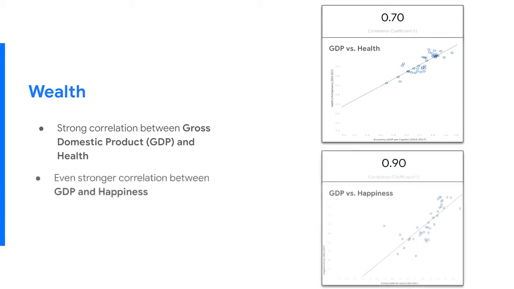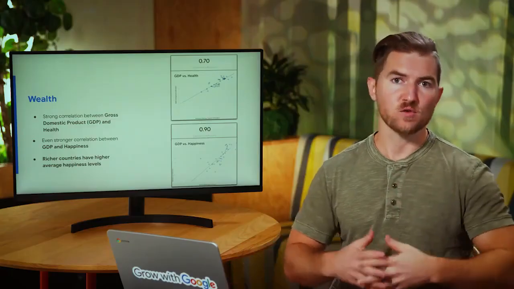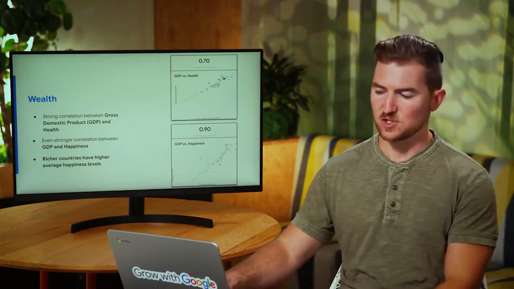Next, we found an even stronger correlation between GDP and happiness. So whereas we first looked at health and happiness and then GDP and health, we're now looking at GDP and happiness and found that it has the highest correlation coefficient between all three of those comparisons. So we have a conclusion within just this slide, which is we found that richer countries have a higher average happiness level. This is a good transition to the overall conclusion of now your entire presentation.